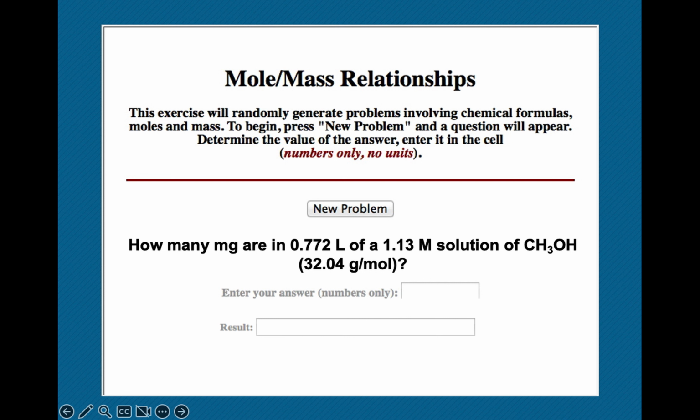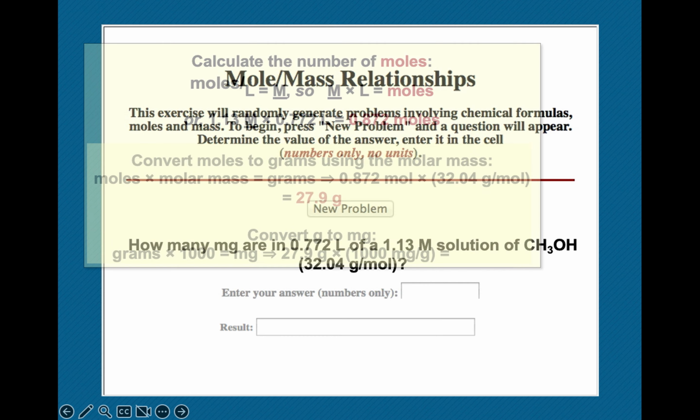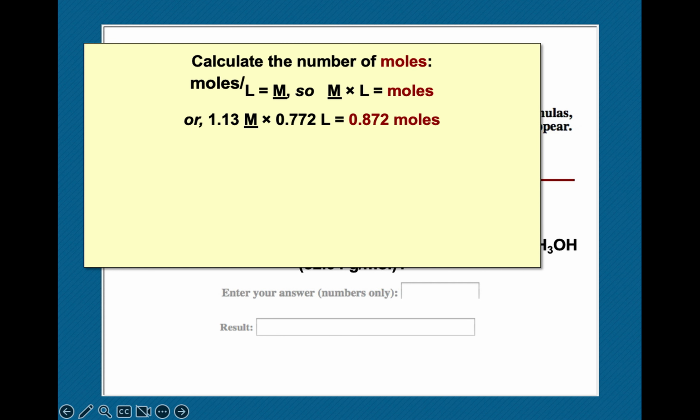How many milligrams are in 272 liters of a 1.13 molar solution of methanol again? And here's its molar mass. So we're looking for mass here, aren't we? Moles over liters is molarity. To get moles, concentration times volume gives us moles.